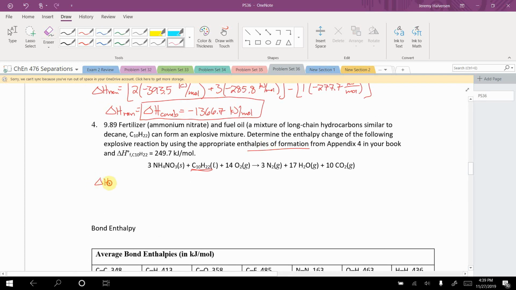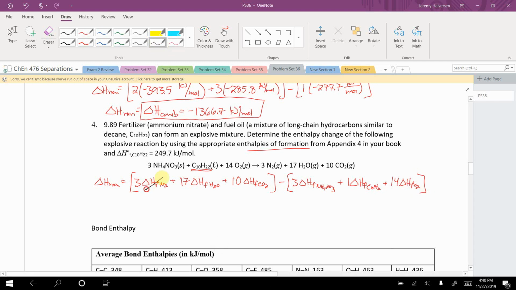So the delta H of this reaction is going to equal delta H formation of my products, so 3 delta H of formation of N2 plus 17 delta H of formation of water plus 10 delta H of formation of CO2, minus my reactants, 3 delta H of formation of NH4NO3 plus 1 delta H of formation of C10H22 plus 14 delta H of formation of O2.